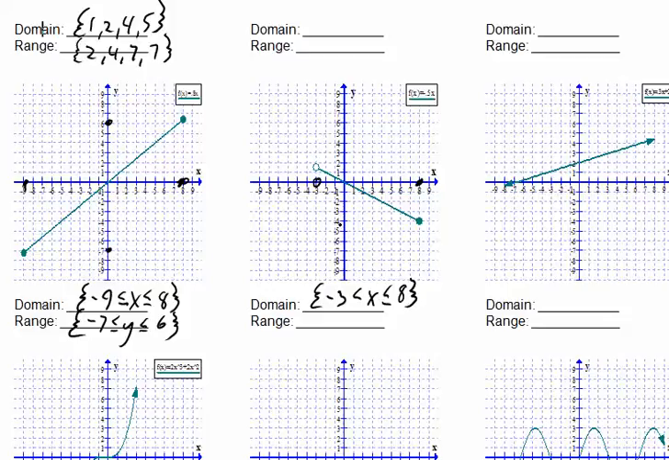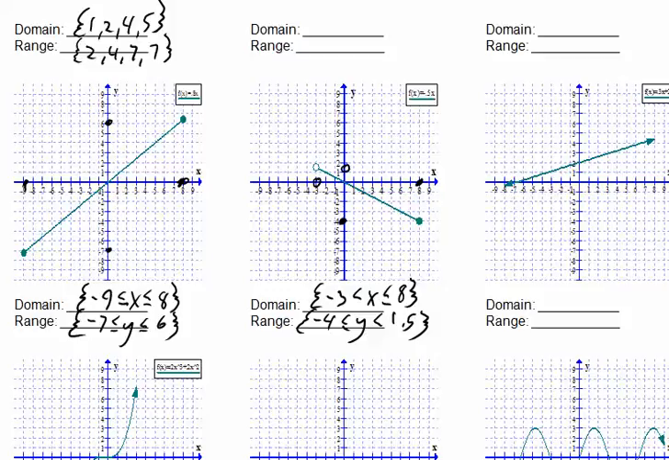And then y, the smallest one is -4. The biggest one is 1.5. So we're going to do between the smallest one, -4, and the top one is 1.5, but there's not an equal sign there.